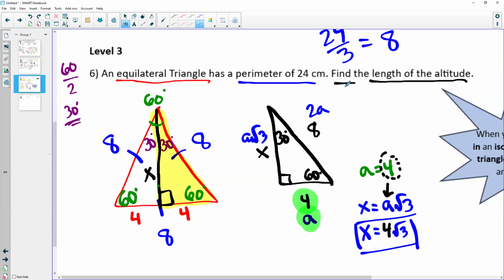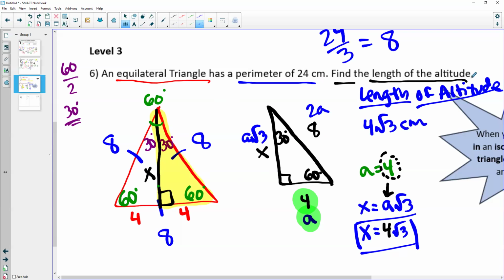Okay, but the question said find the length of the altitude. We found the length of the altitude. We labeled it as x. It's 4 square root of 3. The length of the altitude is 4 square root of 3. But we want to make sure that we're looking at units. It's 4 square root of 3, and the units in this problem are centimeters. So that is going to be our answer for this question.